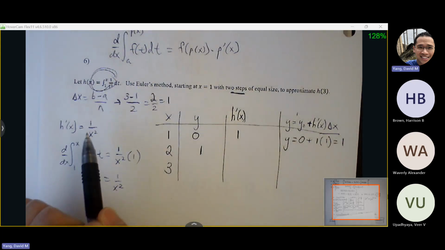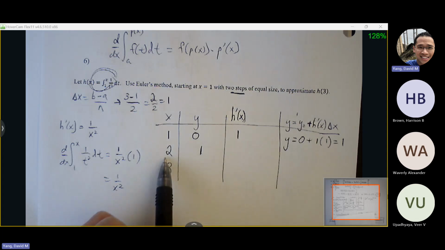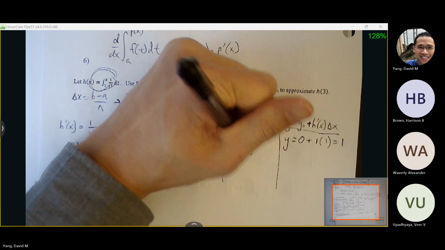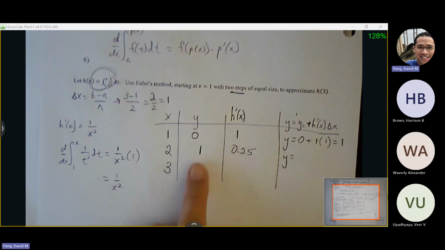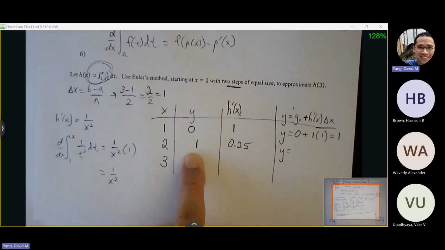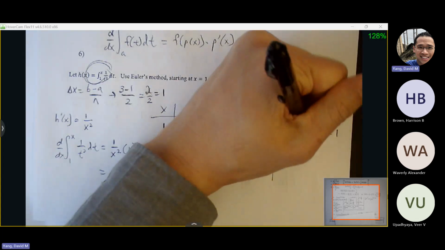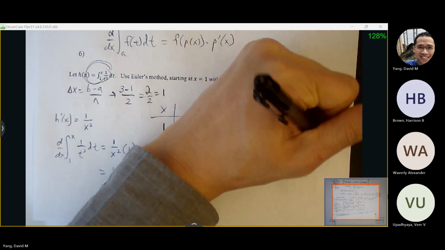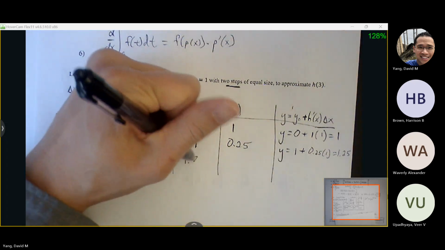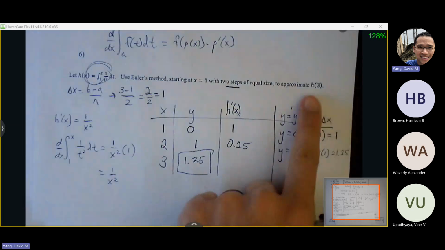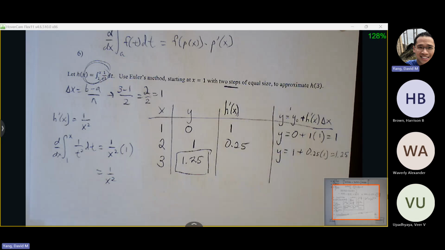Okay, h prime. My current x value is 2, so 1 over 4, or 0.25. And my new y is going to be my current y value plus 0.25 times 1. Oh, and I'm done because I'm just trying to find approximating h of 3, so 1.25.